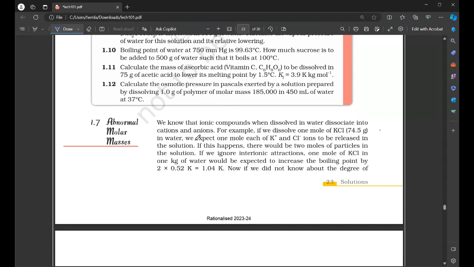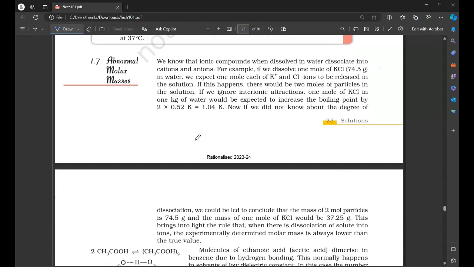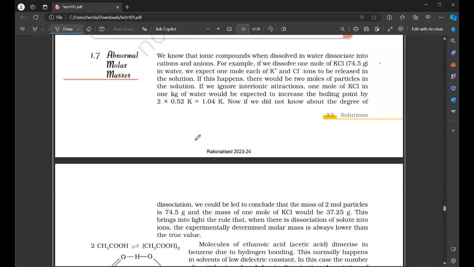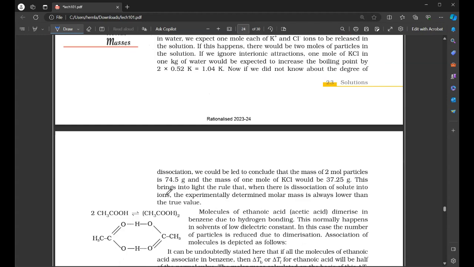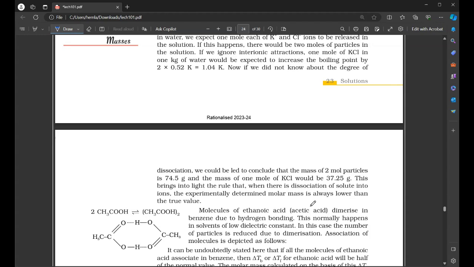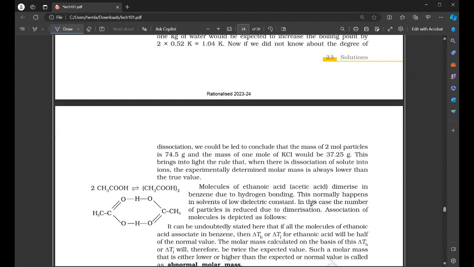Now, if we did not know about the degree of dissociation, we could be led to conclude that the mass of 2 moles of particles is 74.5 grams, and the mass of 1 mole of KCl would be 37.25 grams. This brings to light the rule that when there is dissociation of solute into ions, the experimentally determined molar mass is always lower than the true value.